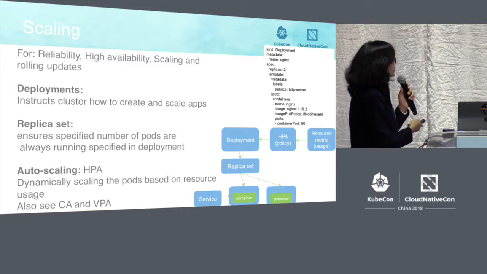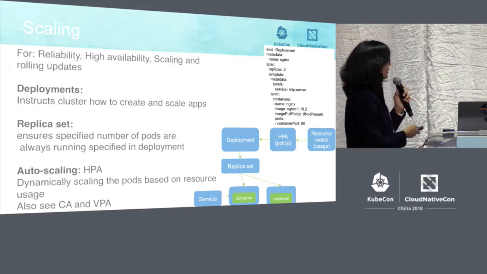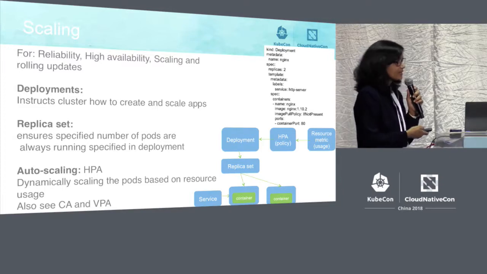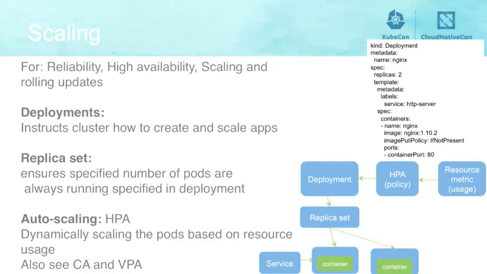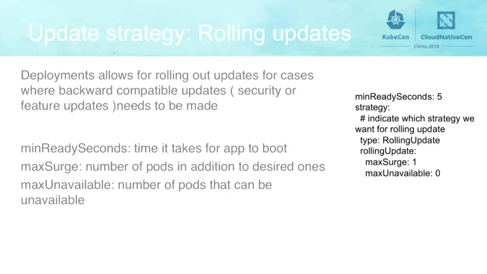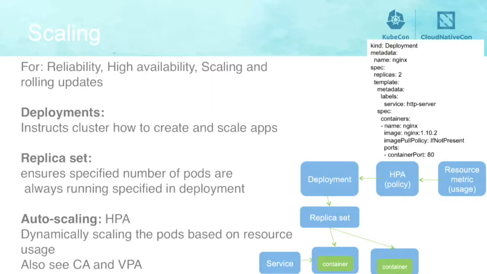Deployments instruct the cluster how to create and scale apps. So here is the deployment. You can see the deployment manages the replica sets, and the replica set has the templates for how to create your containers, and also tells Kubernetes how many to run at a time. So you can have 2, and while it's running, when your production environment is up, you can change the number of replicas. That's really great once you figure out you need more of your containers running.